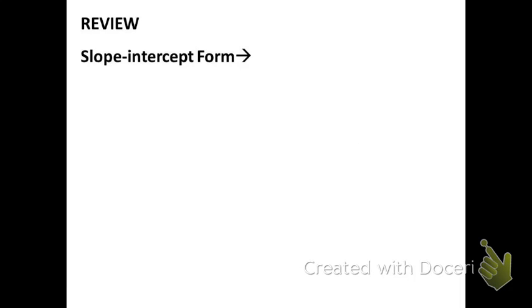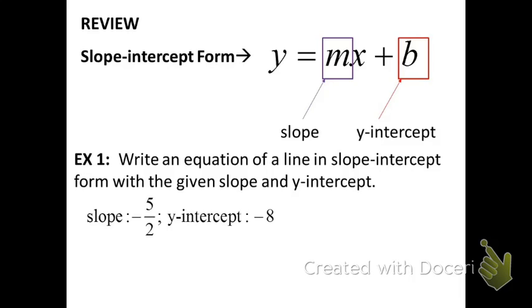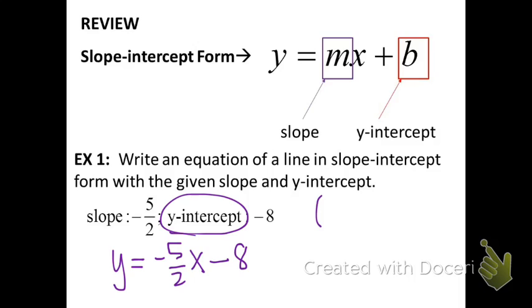So just as a review, slope-intercept form is y equals mx plus b, where m represents your slope and b represents your y-intercept. So our first example says write the equation of a line in slope-intercept form with the given slope and the y-intercept. This is where we just get to fill in. Y equals our m, negative 5 over 2x, plus b, here it's minus 8, or you could say plus negative 8. Another way that we will write the y-intercept, we can say that it passes through the point 0, 10. So if it passes through the point 0, 10, 10 is your intercept that you will put in place of the b.